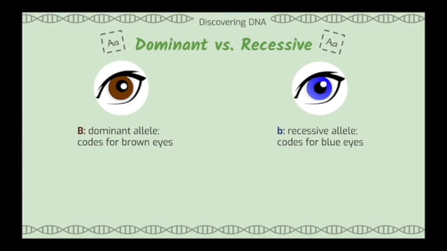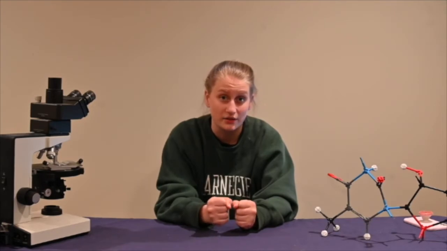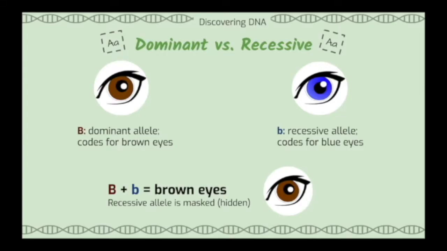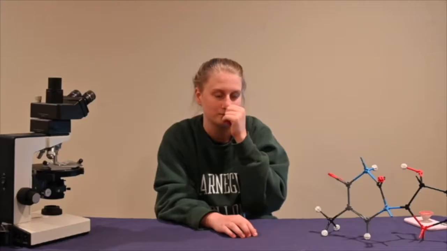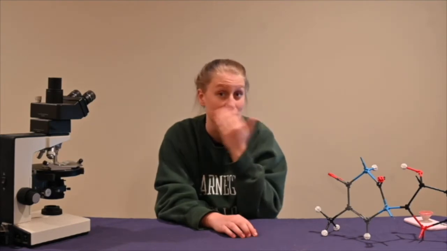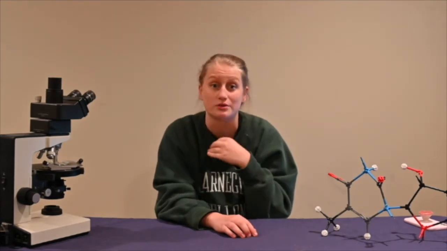It's important to note that we always indicate a dominant allele with an uppercase letter, and we always indicate a recessive allele with a lowercase letter. If you put a dominant allele and a recessive allele together, that brown eyes dominant allele would totally cover up the blue eyes allele, and you would get a baby that had brown eyes. And you would have no evidence of that baby having a blue eye allele at all, unless you were to look a little bit deeper and look at its genotype.